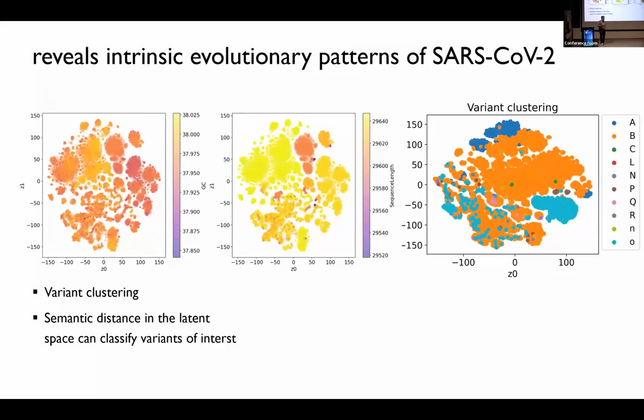Okay. And not only that, we can also look at the distances in the latent space in terms of their GC content as well as the sequence length. And you do see that there is nice clustering of the data with respect to what we got from the entire genome, right?